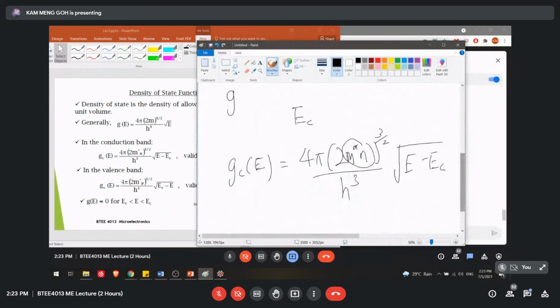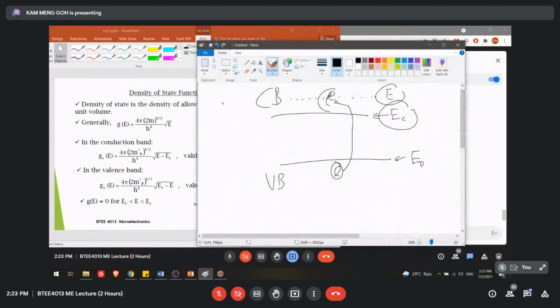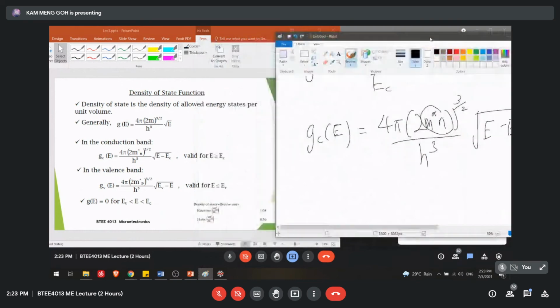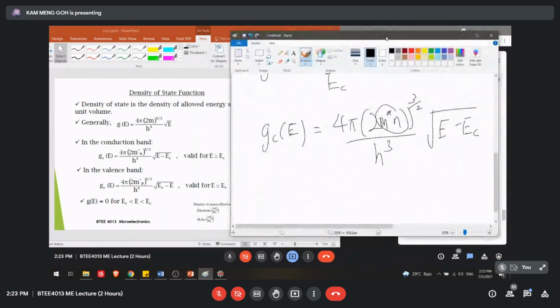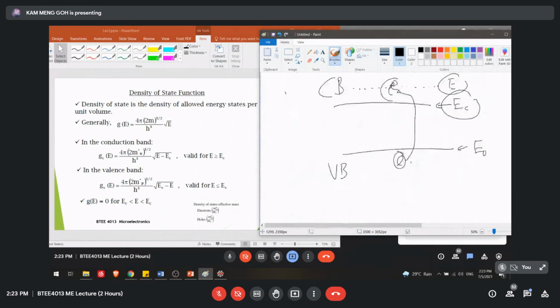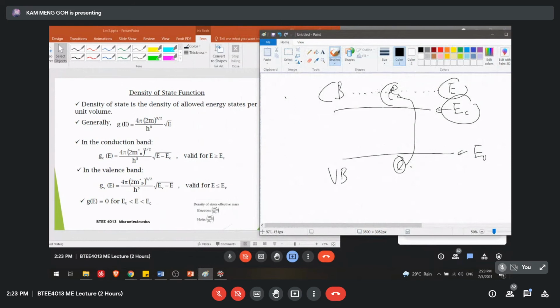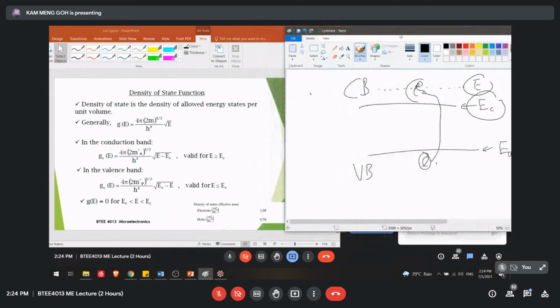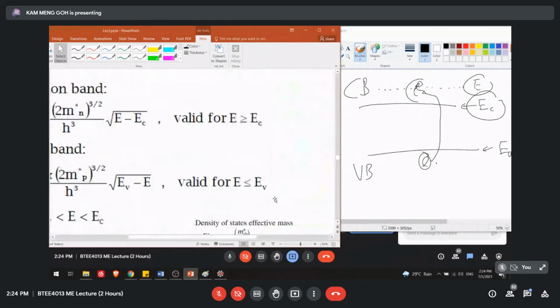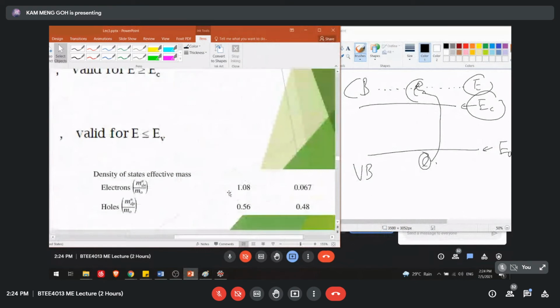If the electron has jumped from the valence band to the conduction band, we need to use the effective mass. When it is free, the electron mass will be 9.11 times 10 to the power of negative 31. But if this electron moves from one band to another band, the mass will change. In order for us to account for the mass change, we need to multiply by a constant. So in this case, if it's the electron, we need to multiply by 1.08 if the material is silicon.